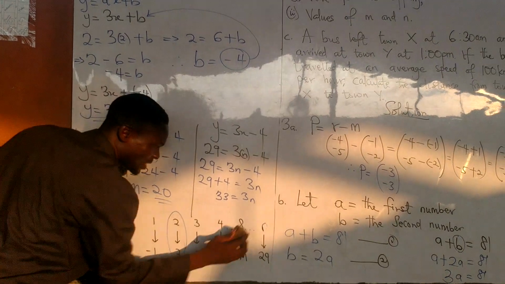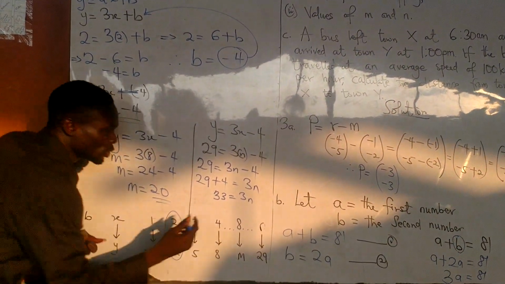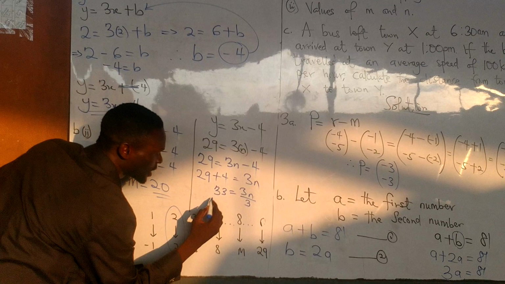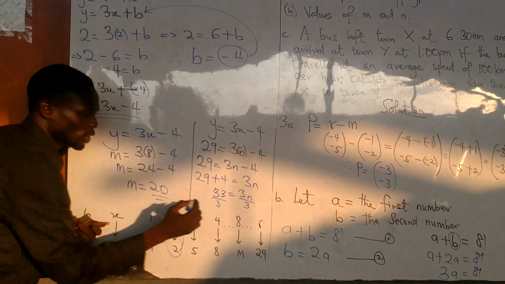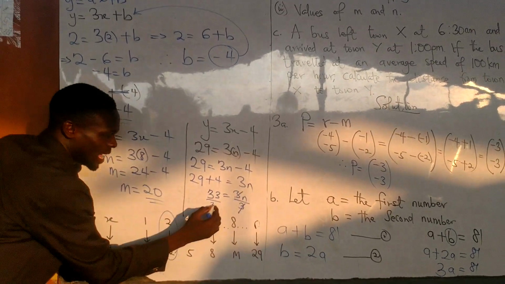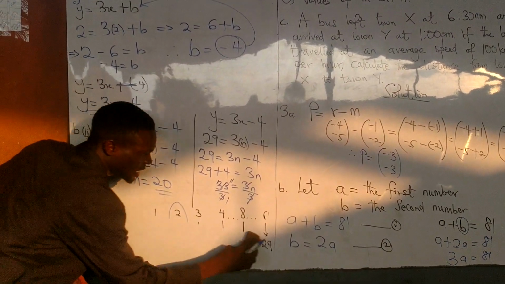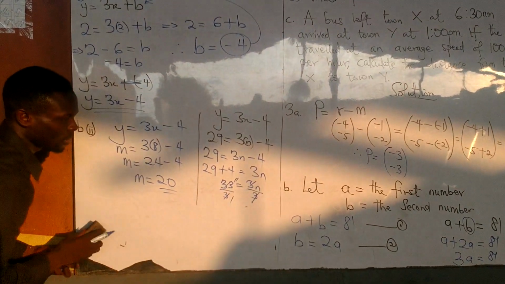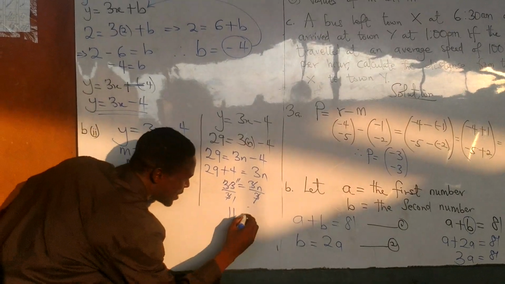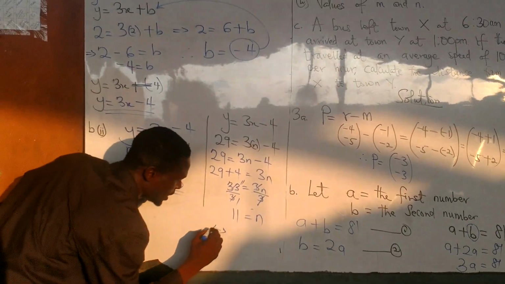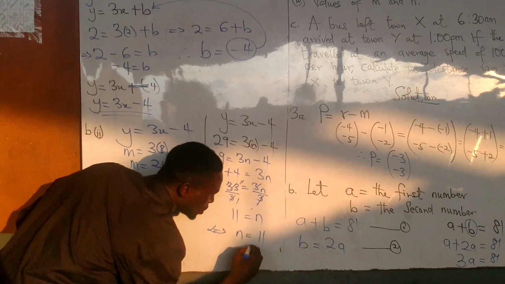So we are going to clean. We want n to stand alone. So we divide this by 3. Divide this also by 3. So this will knock out this. 3 here 1, 3 here 11. For space, let's clean out this one. So we are going to get 11 is equal to n, which means n is equal to 11.